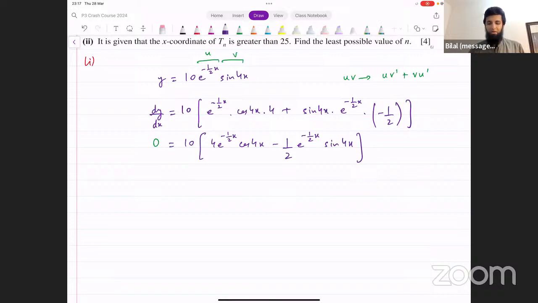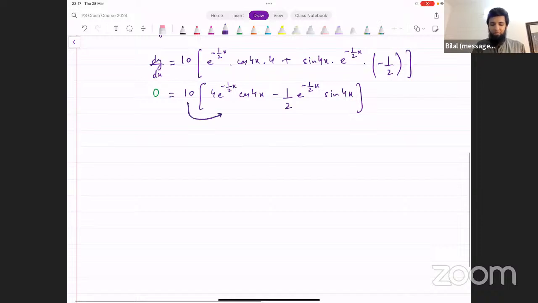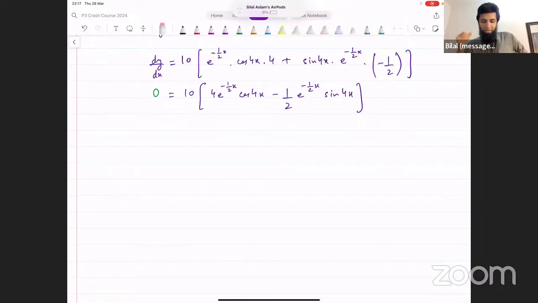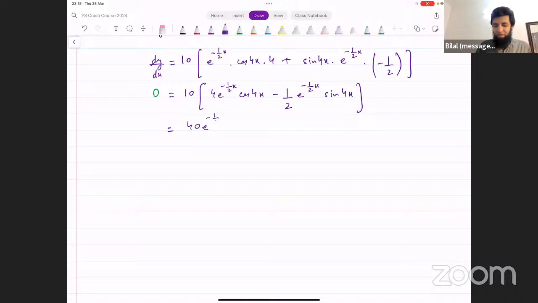Okay. Now, how do we solve this? We can multiply this 10 inside. You can actually divide it on the other side as well if you want. But I would actually want to remove the fraction on the right side. So in order to remove the fraction on the right side, I'm just going to multiply this inside. Let's see what we get from that. We have 40 e raised to the power minus half x into cos 4x minus 5 e raised to the power minus half x into sine 4x. That equals 0.